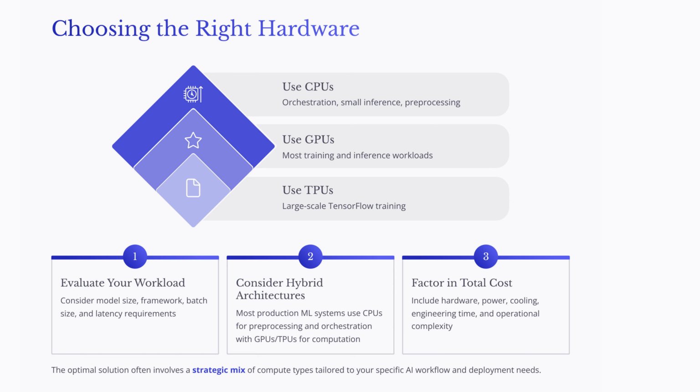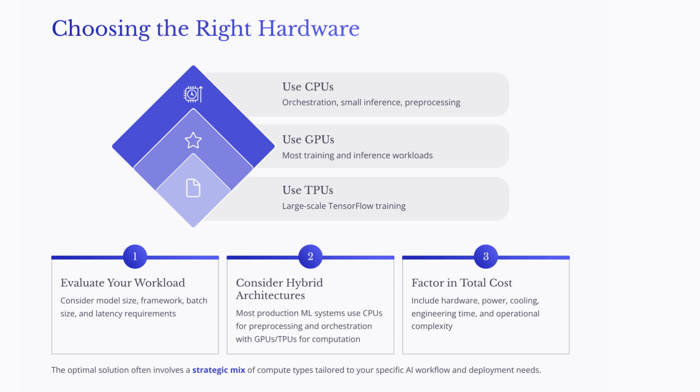But the truth is, few real world systems rely on just one type of processor. Hybrid architectures dominate production AI. CPUs prepare and orchestrate data. GPUs or TPUs perform the heavy training. CPUs return to manage deployment and inference APIs.